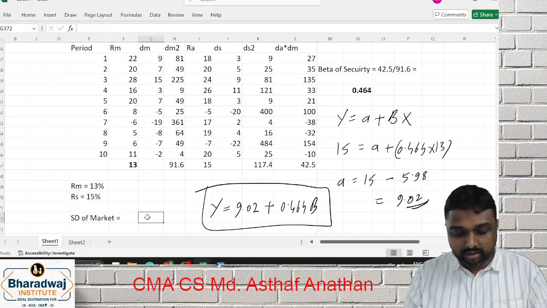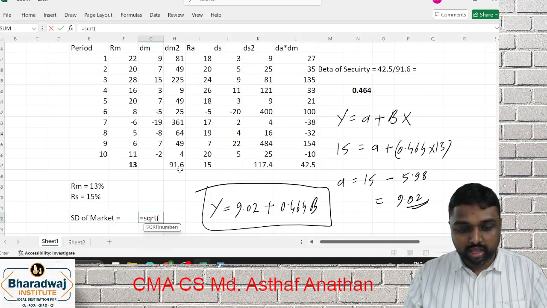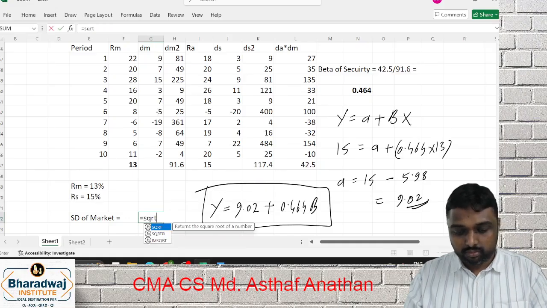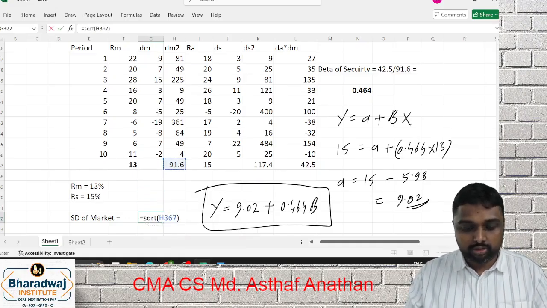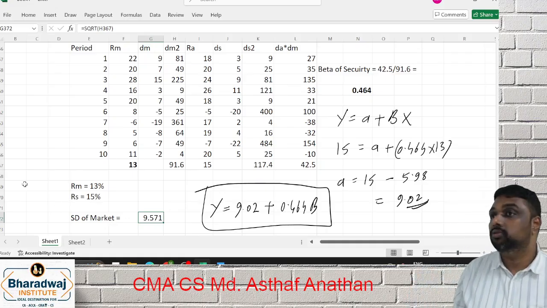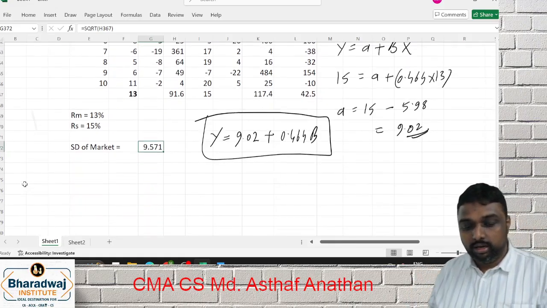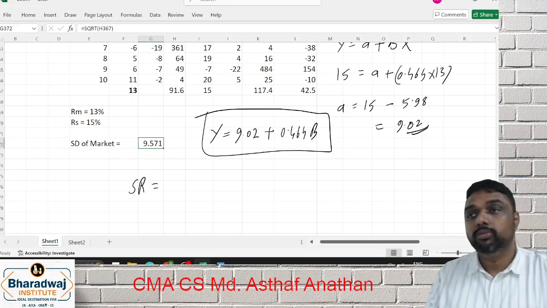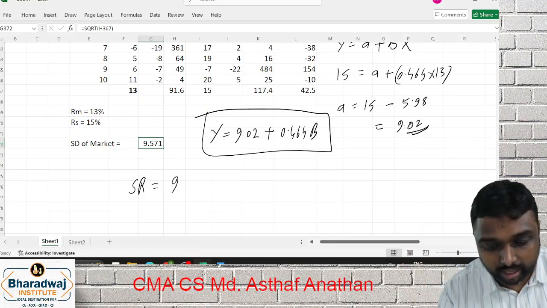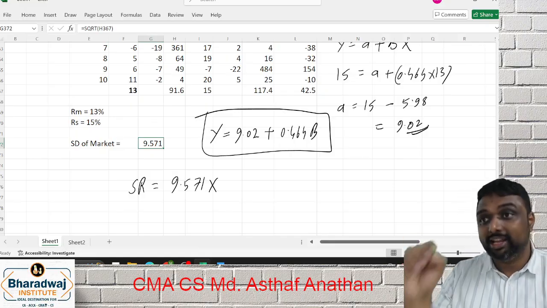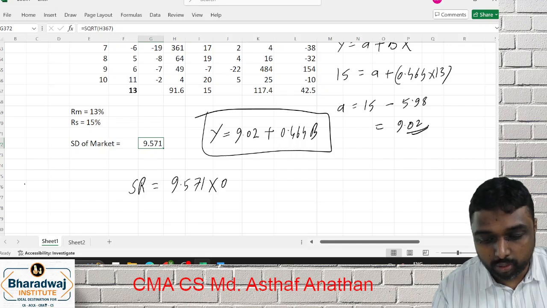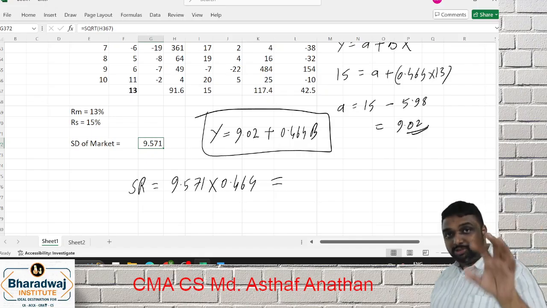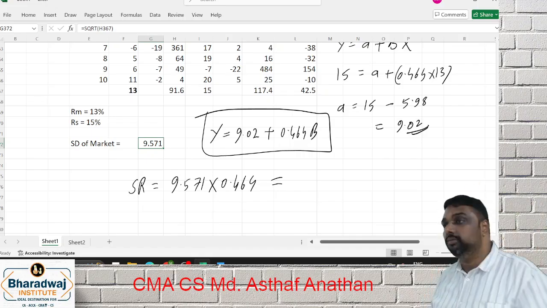We know the variance of the market. If I take the square root, the standard deviation of the market is 9.571. Now we can go for the beta formula. Systematic risk is equal to the standard deviation of the market, 9.571, into the beta of the stock, 0.464. What is the systematic risk, friends? In this question they are not asking, but we are learning everything in one question.